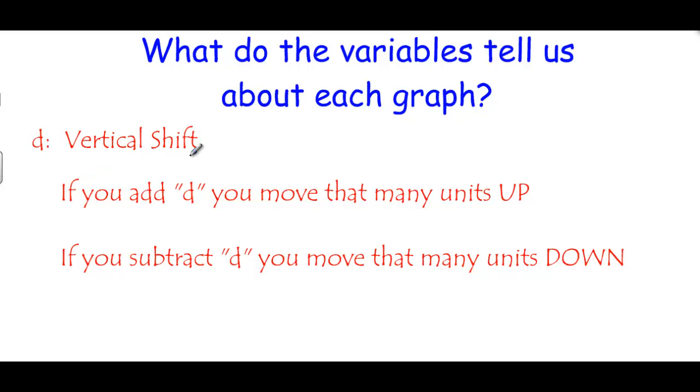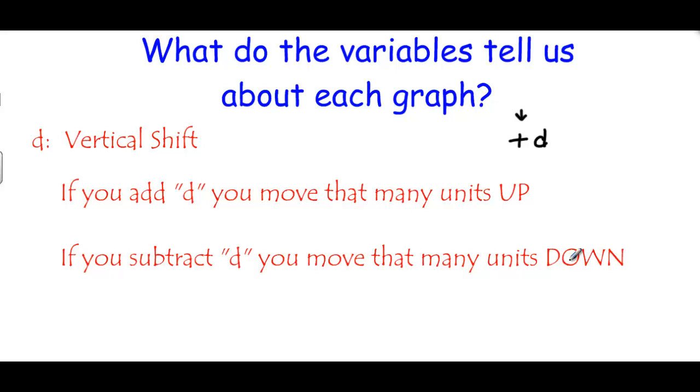Now, the D is our vertical shift, how much we move up or down. And if you remember in our formula, it says plus D. Because it's a plus sign, we're going to do exactly what we think. If it's positive, if we're adding D, we're going to move up. And if we're subtracting D, we're going to move down.